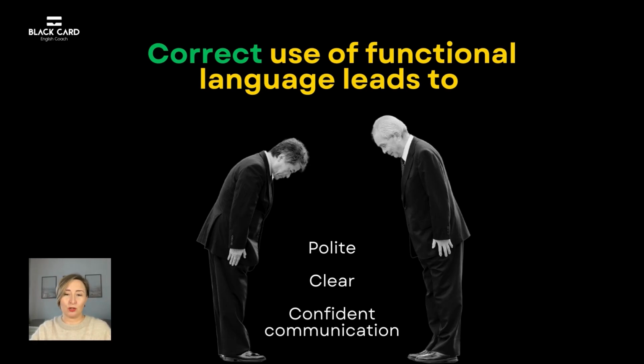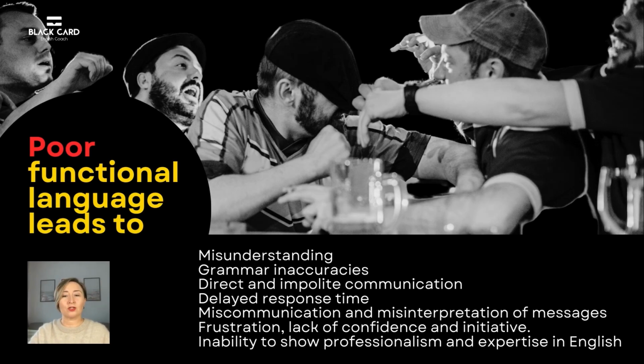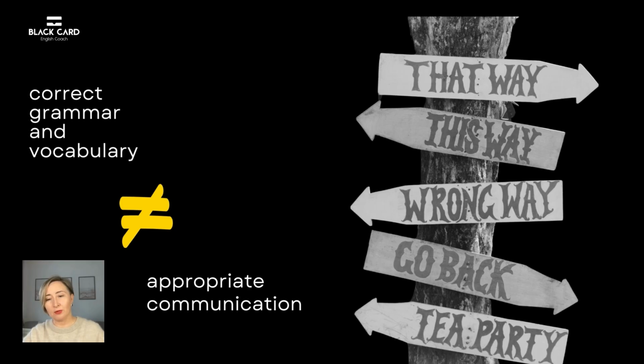If you use functional language properly, you will be polite, clear, and confident. You will resolve all those tasks and get what you need. If your functional language is unclear, directly translated from Russian or any other native language, the chances are that you won't be understood, you won't receive what you need, and the communication will come to an end. There are certain grammar and vocabulary rules incorporated in functions.